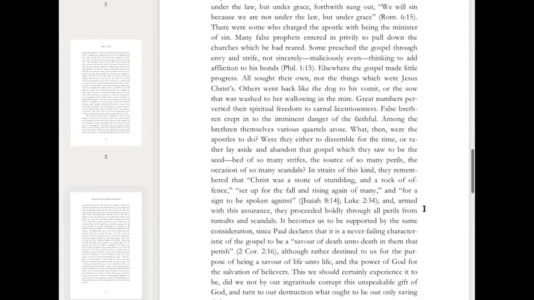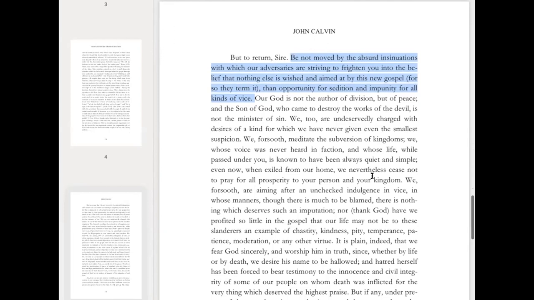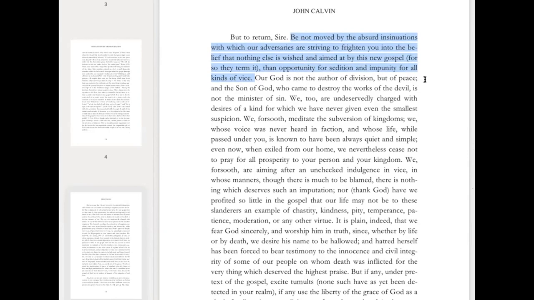So he says, be not moved, sire, by the absurd insinuations with which our adversaries are striving to frighten you into the belief that nothing else is wished for and aimed at by this new gospel, or so they term it, but an opportunity for sedition or an impunity for all kinds of vice. Right, this is another point, this idea that the Protestants were seeking impunity for all kinds of vice. That is, they were seeking to be able to sin that grace may abound.